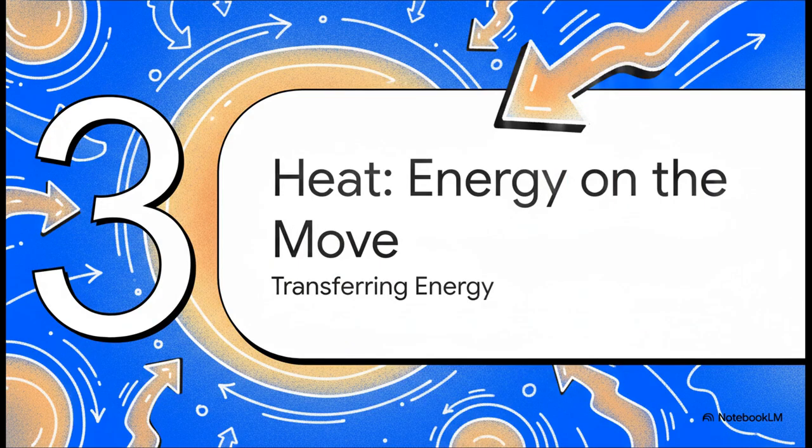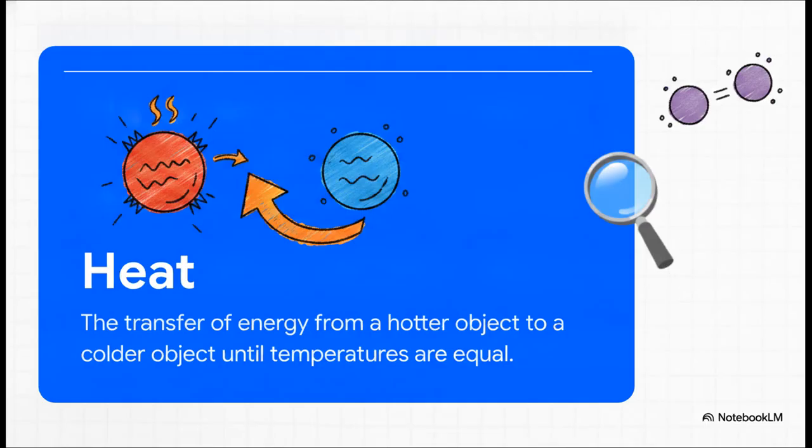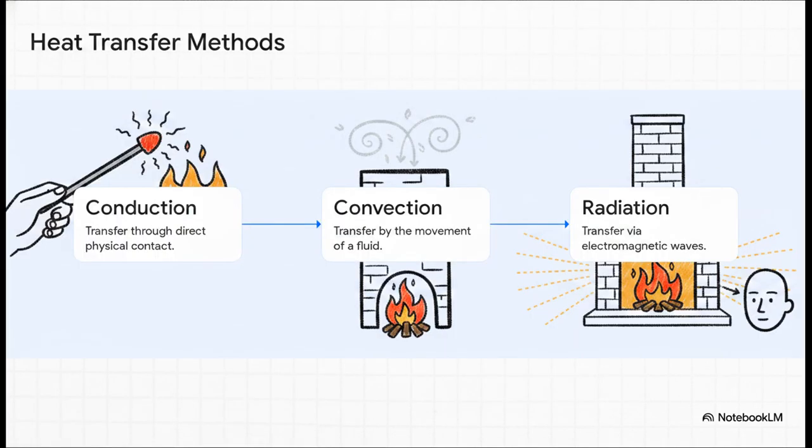Moving right along to Section 3, Heat, Energy on the Move. So we've got these pools of thermal energy everywhere. But thermal energy doesn't just sit in one place. It naturally flows. And the crucial point is that in physics, heat is actually an action word. Heat is the literal transfer of energy, and it's driven strictly by a temperature difference. If you bring two objects of different temperatures together, energy is transferred from the hotter object to the colder object. And this keeps happening until both objects hit the exact same temperature, a state where there's no longer any net heat transfer. This transfer actually happens in three specific ways: conduction, convection, and radiation.